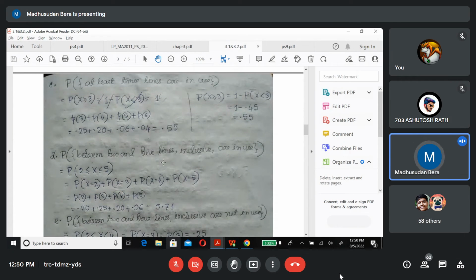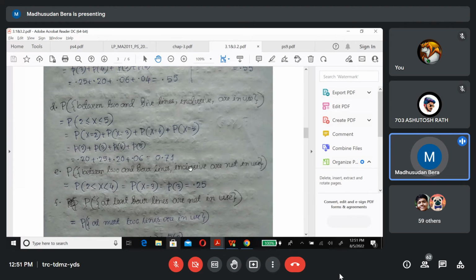Then D, between 2 and 5 lines are used. In 2 and 5 lines, inclusive, are in use. Means endpoints are in use. Between 2 and 5, so 2 less than or equal to x less than or equal to 5. That's why 2 less than or equal to x less than or equal to 5. So 2, 3, 4, 5. P2, P3, P4, P5.